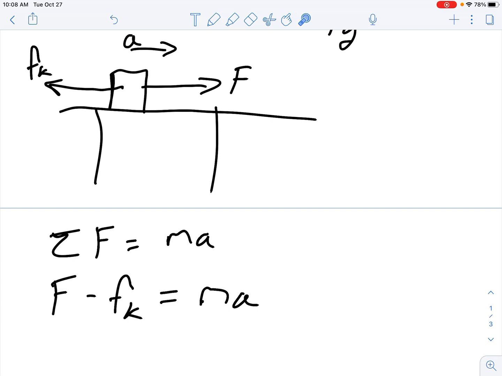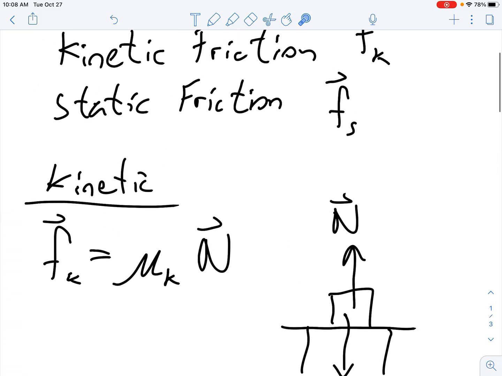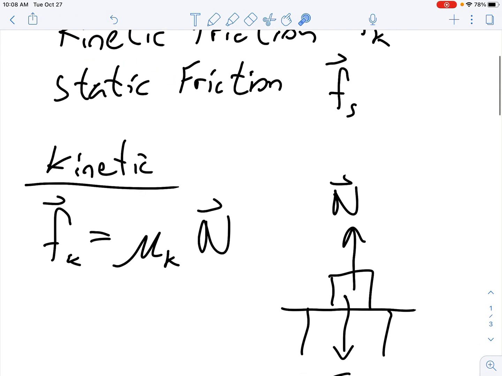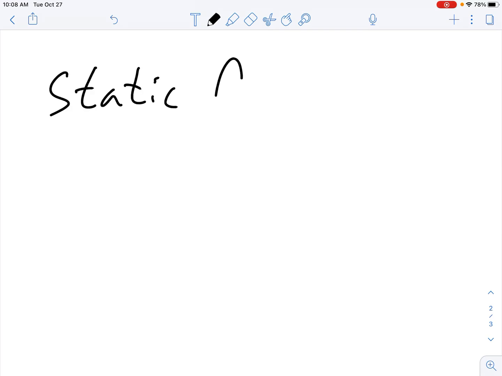Now, that's kinetic friction. The other one we want to talk about is static friction. So let's look now at static friction.